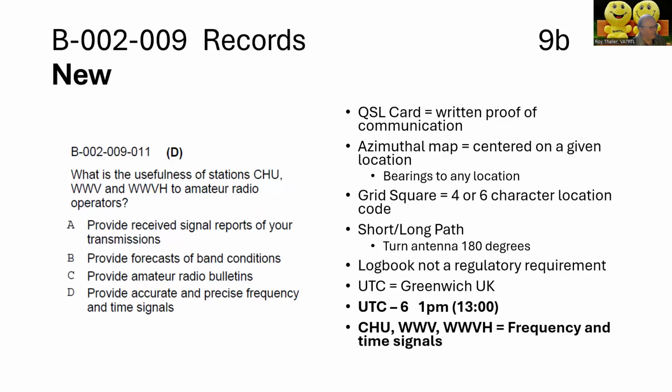Here's another new question. What is the usefulness of stations CHU, WWV, and WWVH to amateur radio? These are all beacons that provide accurate and precise frequency and time signals.